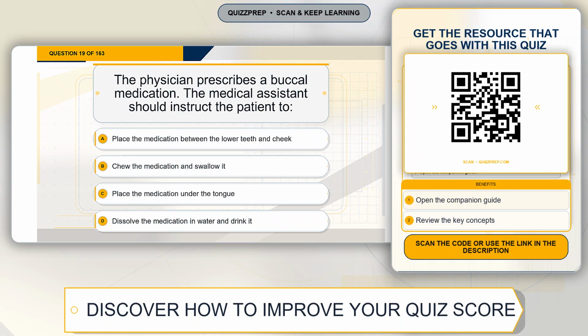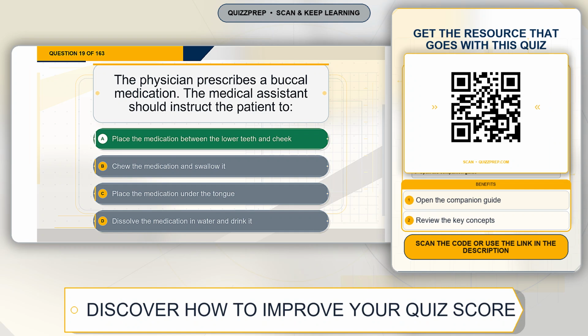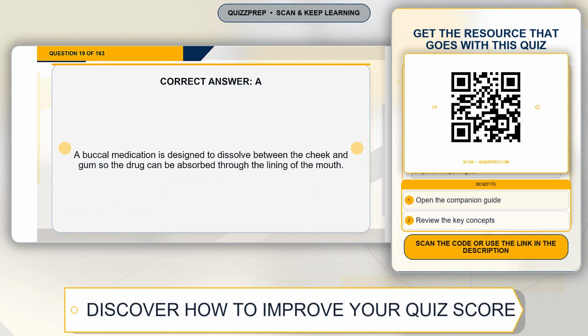Question 19. The physician prescribes a buccal medication. The medical assistant should instruct the patient to Option A, place the medication between the lower teeth and cheek. Option B, chew the medication and swallow it. Option C, place the medication under the tongue. Option D, dissolve the medication in water and drink it. The correct answer is Option A, place the medication between the lower teeth and cheek. Explanation. A buccal medication is designed to dissolve between the cheek and gum so the drug can be absorbed through the lining of the mouth.